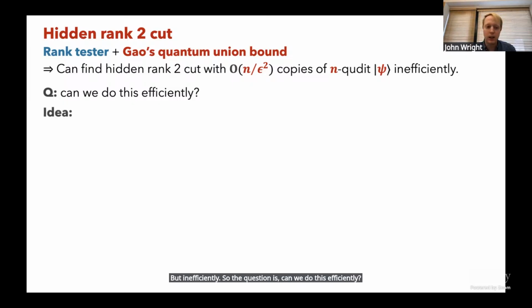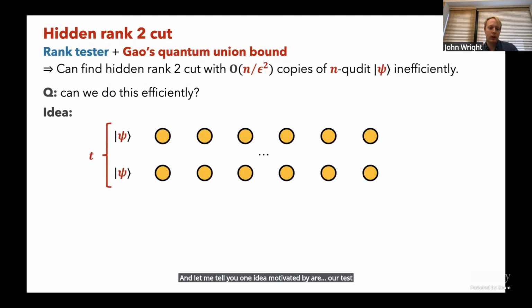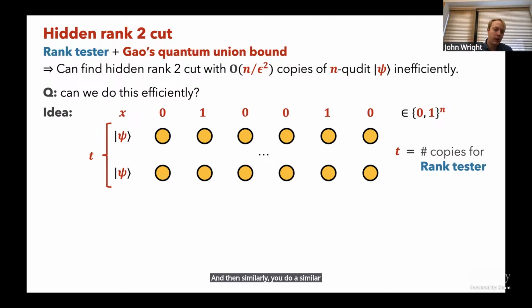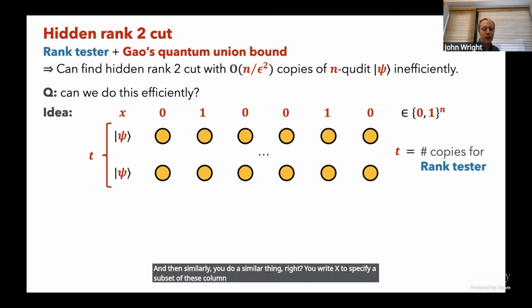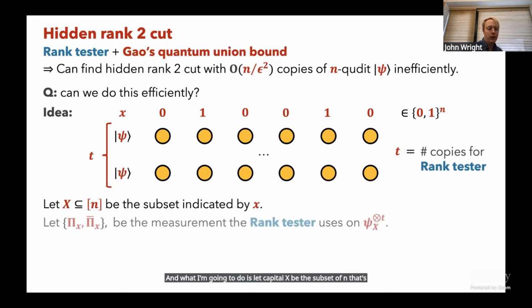And let me tell you one idea motivated by our tester. Let's say you take T copies of psi, where T is the number of copies that you need for the rank tester. And then you do a similar thing, right? You write x to specify a subset of these columns. So that's a string of length n. And what I'm going to do is let capital X be the subset of n that's indicated by little x.